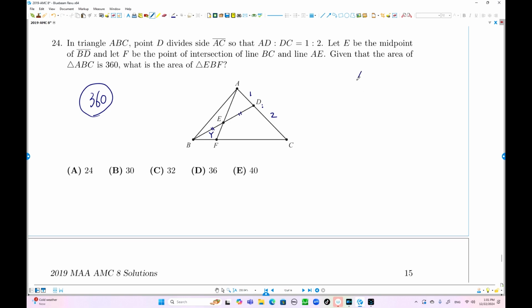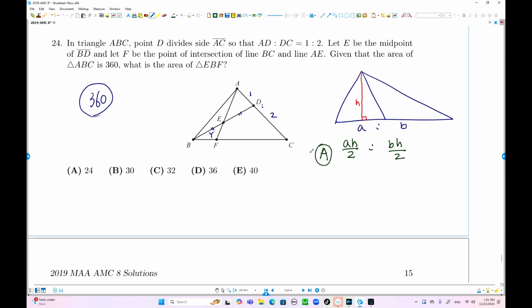For example, if we have triangles where the ratio of the base lengths is A to B, they're not similar, okay? They share the same height. So what's the area of this one? A times H divided by 2. The next is B times H divided by 2. That's the ratio of the areas. When you cancel the common number, still A to B, right?